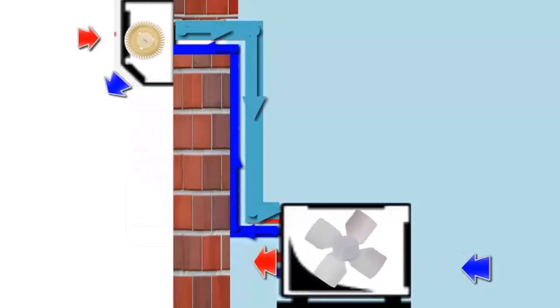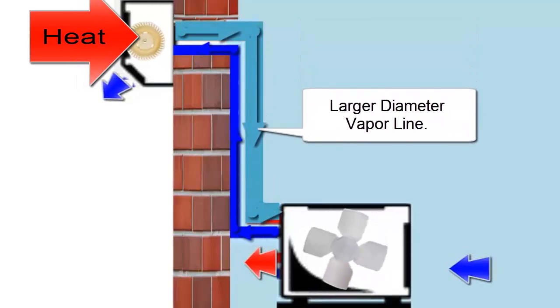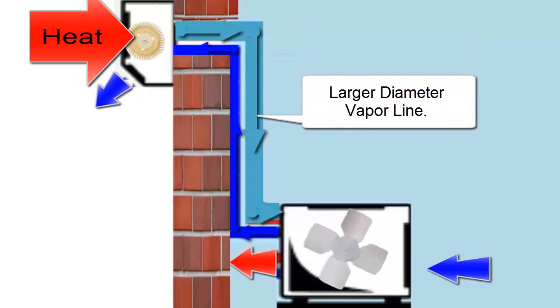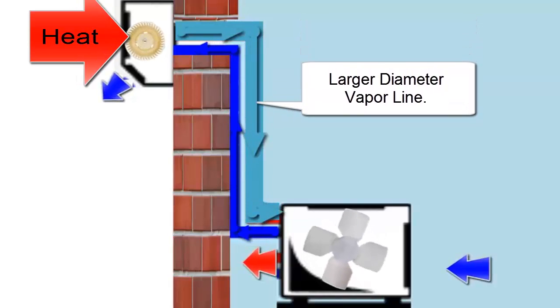3. The larger diameter pipe, or vapor or gas pipe, is responsible for returning the refrigerant from the indoor evaporator unit to the compressor. This refrigerant has absorbed heat from the room, so it is in a gaseous or vapor state.